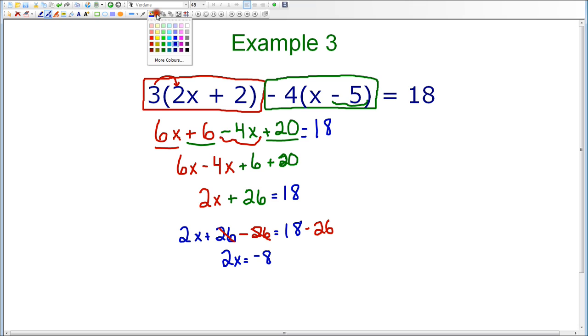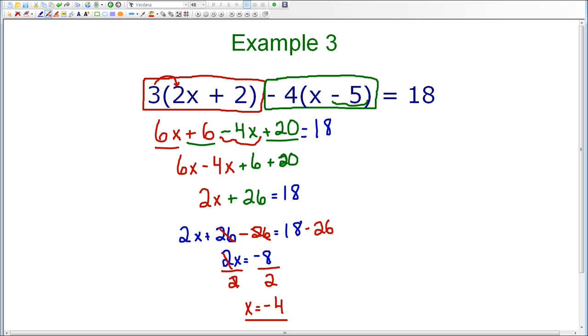Now I'm down to a one-step equation, and so in order to get rid of the 2, I know this means 2 times x. I'm going to do the opposite of multiply, which is divide. Divide by 2 on both sides of the equation, and I'm left with x equals negative 8 divided by 2, which is negative 4. So negative 4 is my final answer for example number 3.